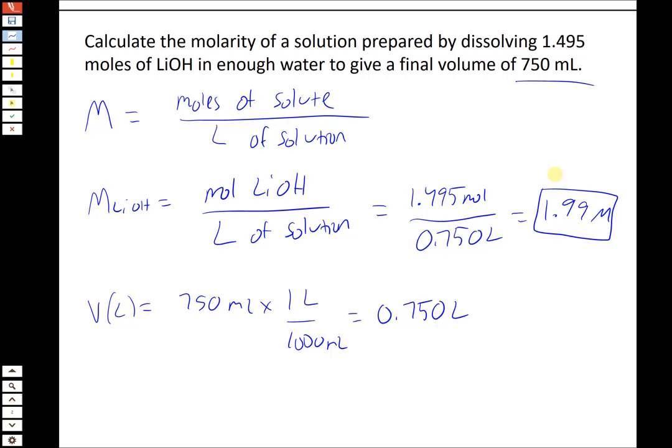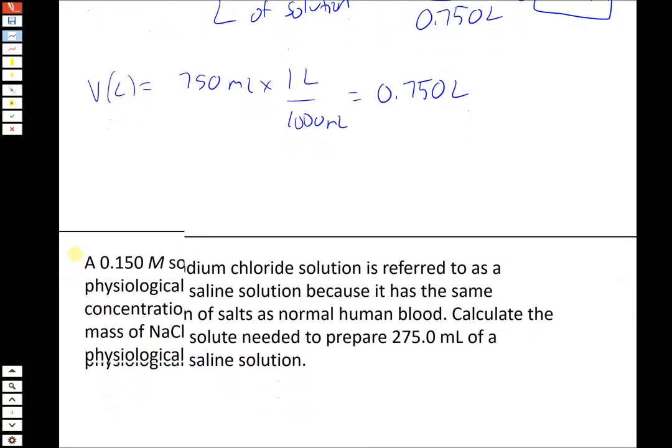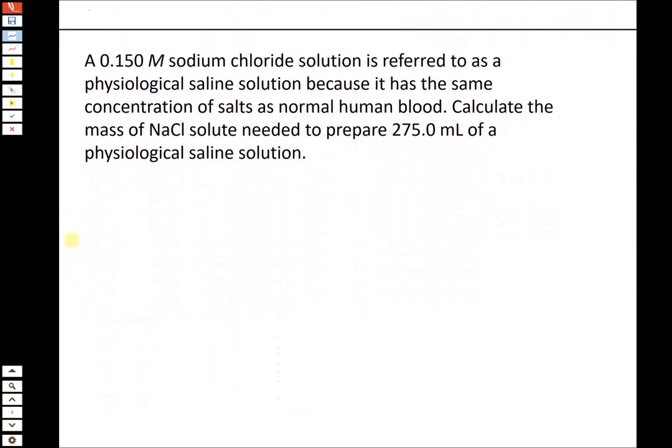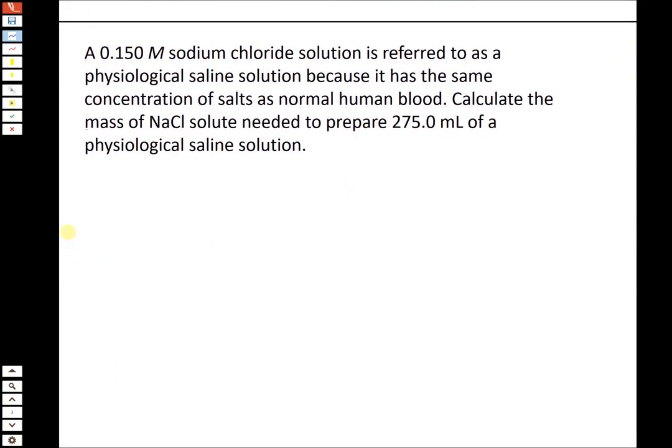Now, in the rest of these, we have to figure out the number of moles that we're looking for. In this case, we're actually not going to be calculating molarity, we're going to be using molarity as a conversion factor to relate to something dealing with moles. A 0.150 molar sodium chloride solution is referred to as a physiological saline solution because it has the same concentration of salts as normal human blood. Calculate the mass of NaCl solute needed to prepare 275 milliliters of a physiological saline solution.